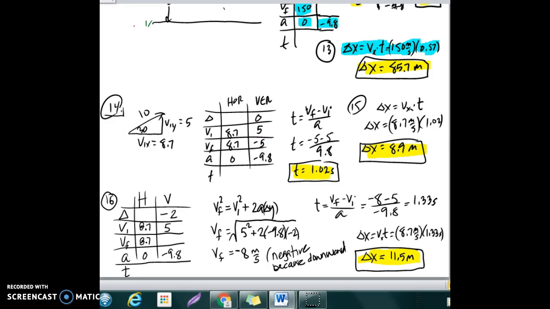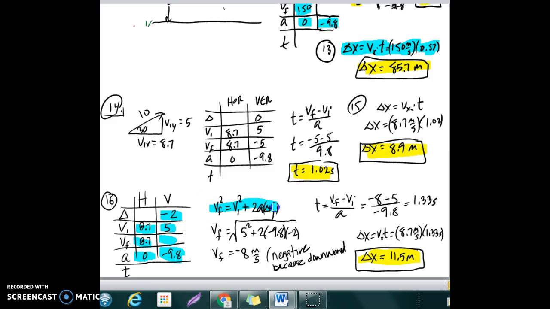Very last problem is, suppose the projectile goes past its level of launch and keeps going to 2 meters below. So the table now changes. The change in y position will be -2. The initial conditions are the same, and the velocity stays the same constantly. We do not know the final velocity when it's at that point. Vertically, we don't know the final velocity. We know the acceleration vertically and horizontally.